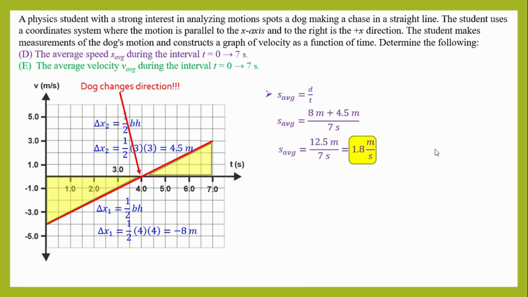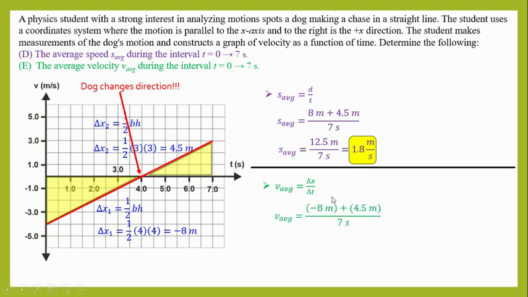Part E asks us to find the average velocity from 0 to 7. Well, to do average velocity, you just have to write these functions out. Average velocity, by definition, is the displacement divided by time. So your change in position over a change in time. Well, what's your displacement? Well, displacement is a vector.